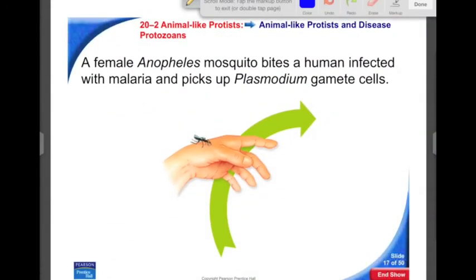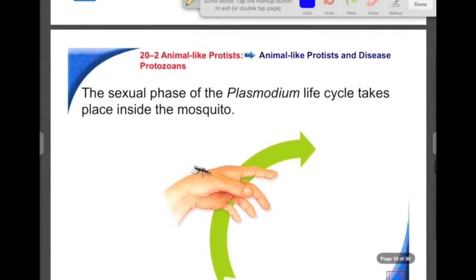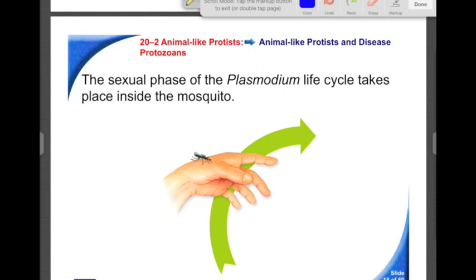So the subsequent slides here more or less just run through a bit of the information. Now remember, it's female mosquitoes, right? They're the bloodsuckers, and you're picking up those Plasmodium gamete cells. Essentially, they're going to get into your body at this point. And it provides a lot of background information here, but it's a little bit gross. The sexual phase did happen inside the mosquito, so yeah.